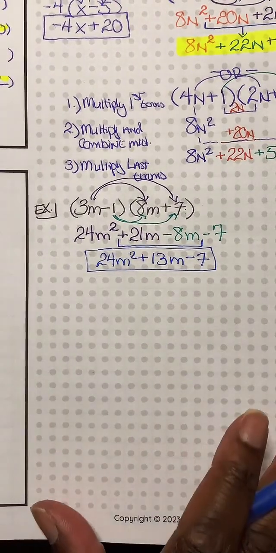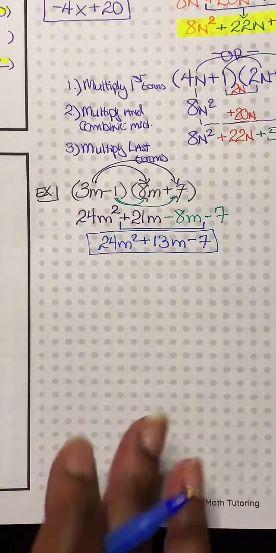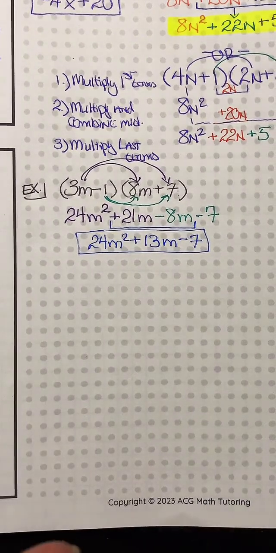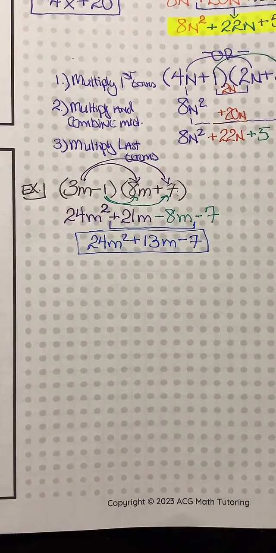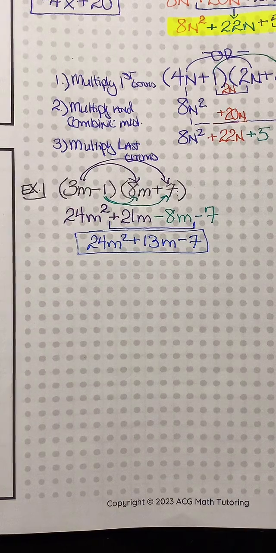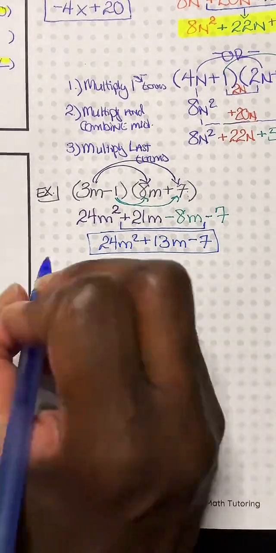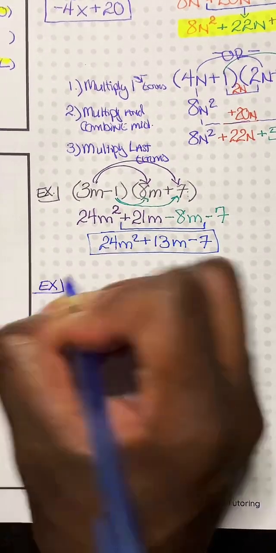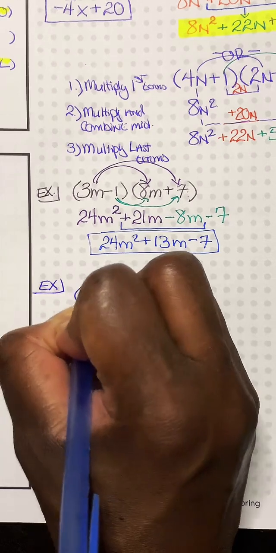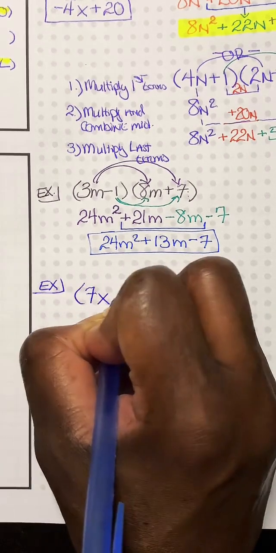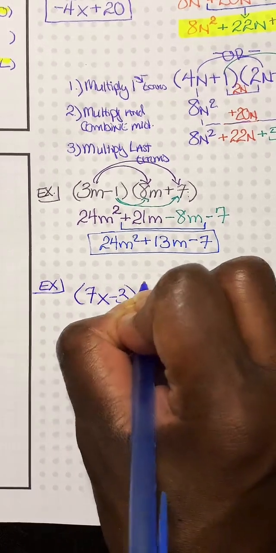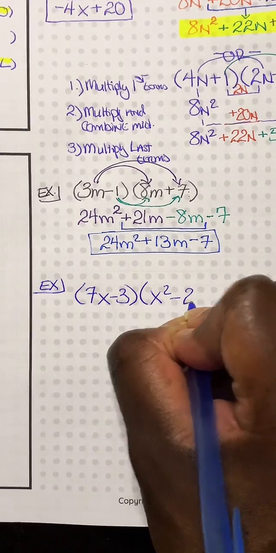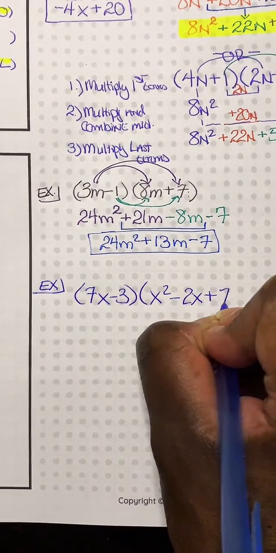But we're here to break stuff down, okay? So let's try this one more once you guys do it. And then what I'm going to do is try to go for box method. Okay? All right, so we have 7x minus 3 times x squared minus 2x plus 7.